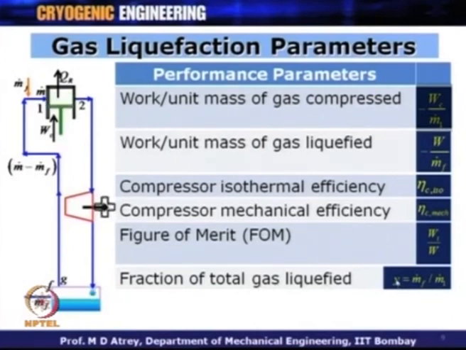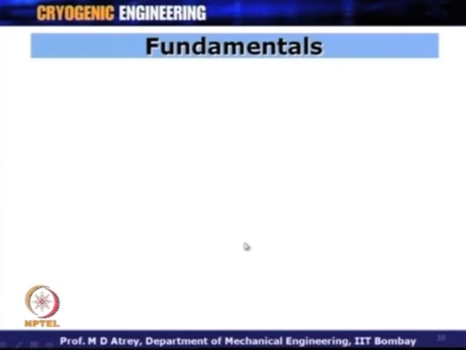So, you can see here Y represents the ratio of m dot F divided by m dot. When the m dot gas is getting compressed, the amount of gas which is liquefied is only m dot F. So, m dot F upon m dot is nothing but the fraction of the total gas liquefied. With these parameters now, let us see some fundamentals which would help us to analyze this liquefaction cycle.